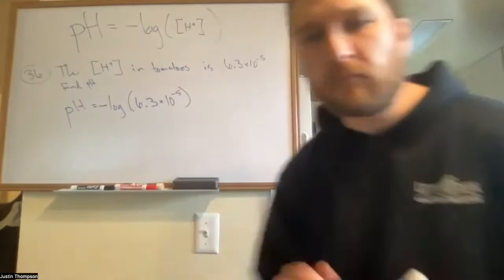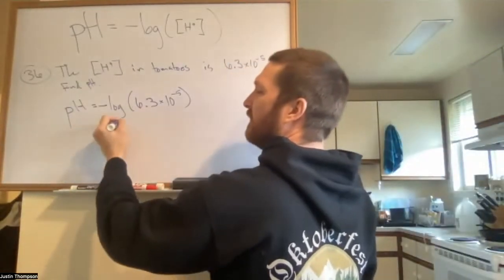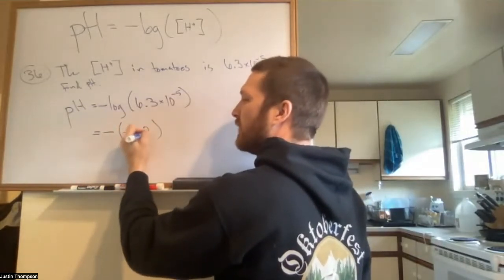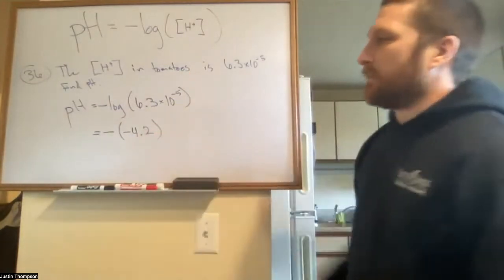Okay. And so it says it's negative of this number that we got, which was -4.2. I'm not going to worry about all those zeros. And so negative times a negative is a positive.